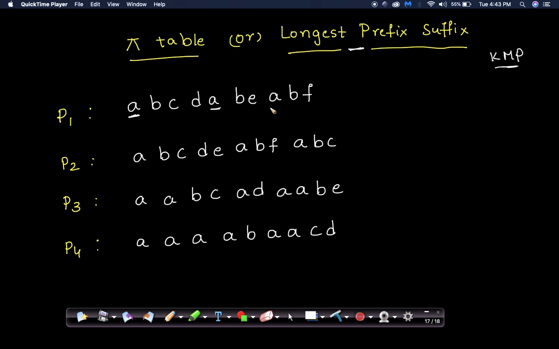Yes, a is present, one more a is present, and b is also present, adjacent to each other. Yes, a and b are present here, and a and b are present here. Then I'm going to represent the indices: 1, 2, 3, 4, 5, 6, 7, 8, 9 and 10. For the first occurrence, I'm going to put the index of that a, and similarly for b I'm going to put 2. And what about this case? That is 1 and 2, and all the remaining I'm going to put as 0.